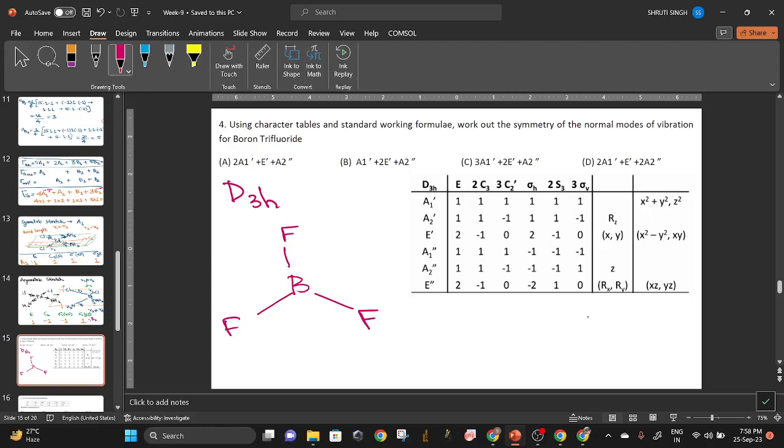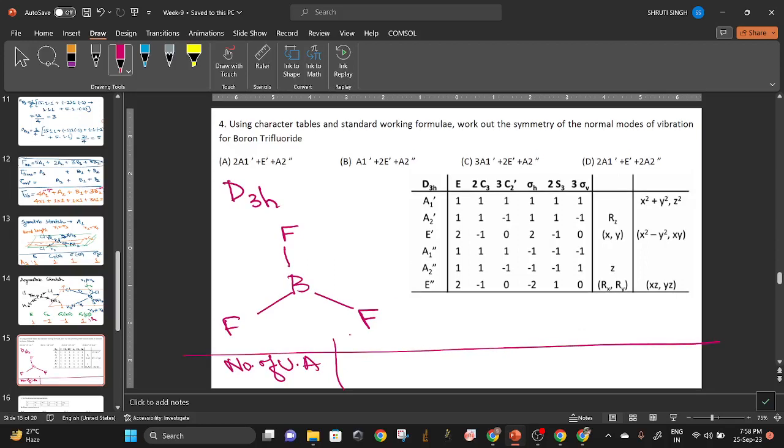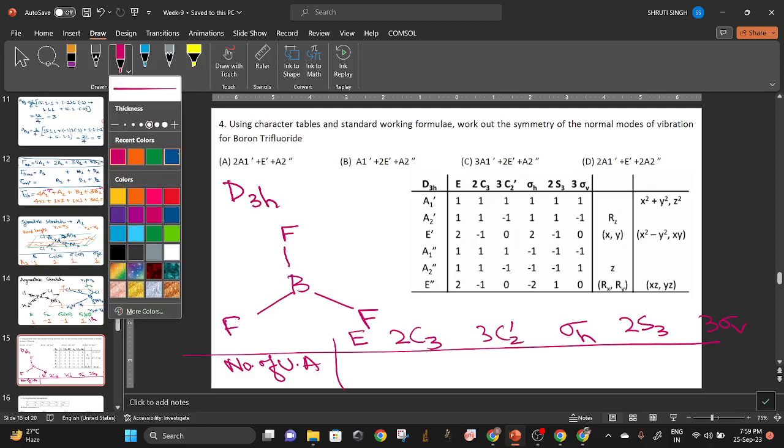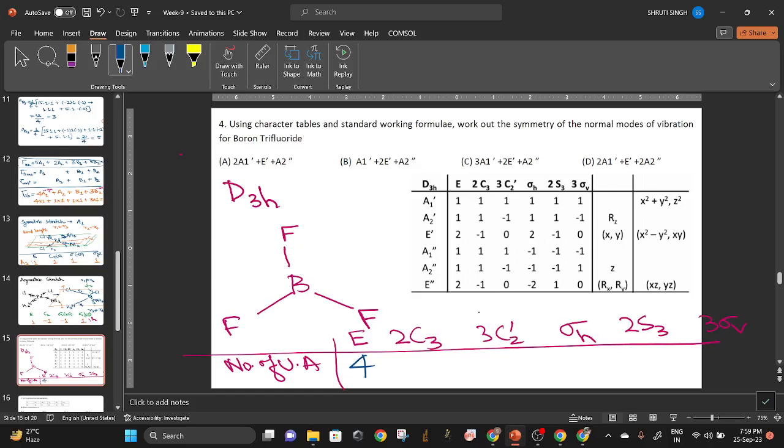So first, find the number of unshifted atoms under all these operations: E, 2 times C3, 3 times C2 dash, sigma H, 2 S3, 3 sigma V. If you get this correctly, other things you will get correct. For E, it is 4.